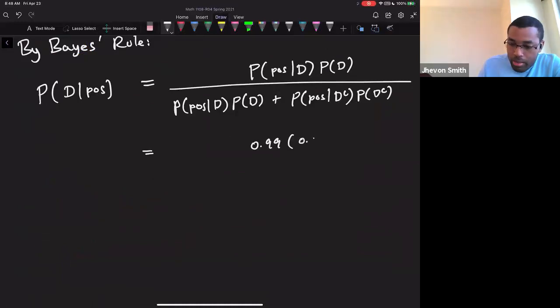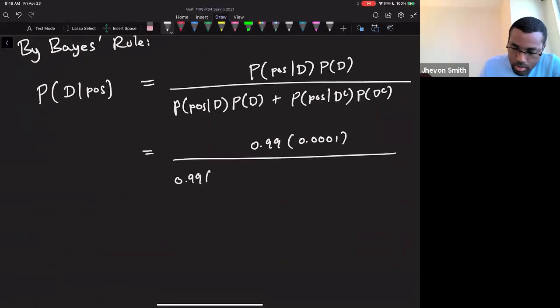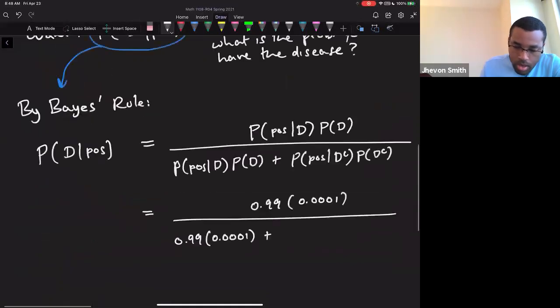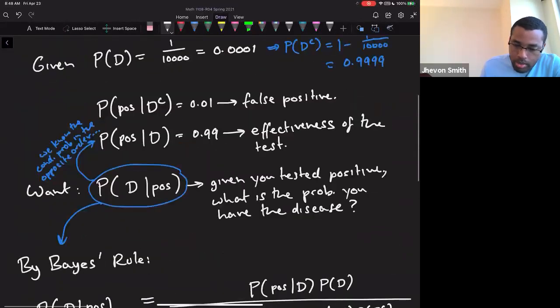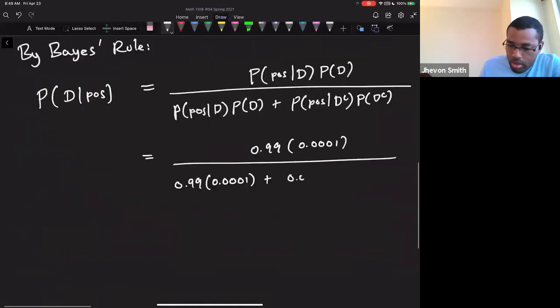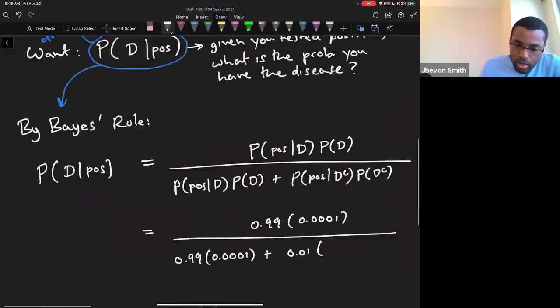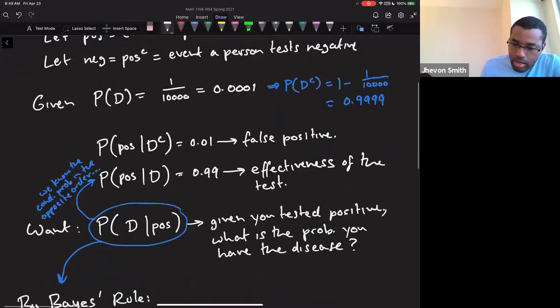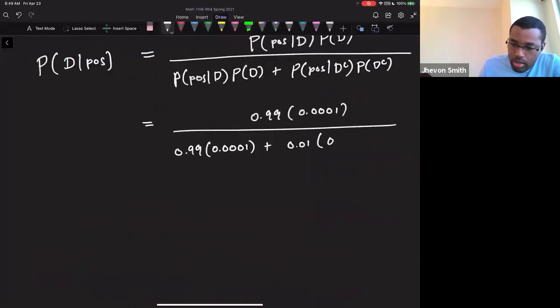Probability of having the disease is 0.001. Probability of testing positive, given that you don't have the disease, is 0.01. Probability of not having the disease is 0.9999.